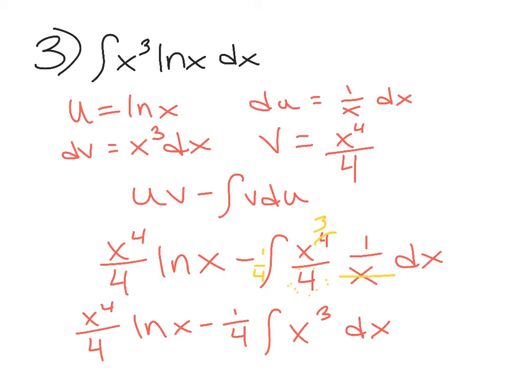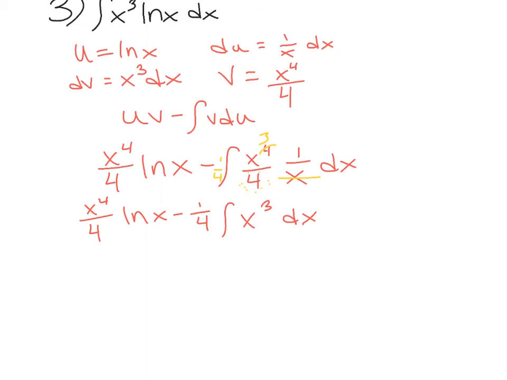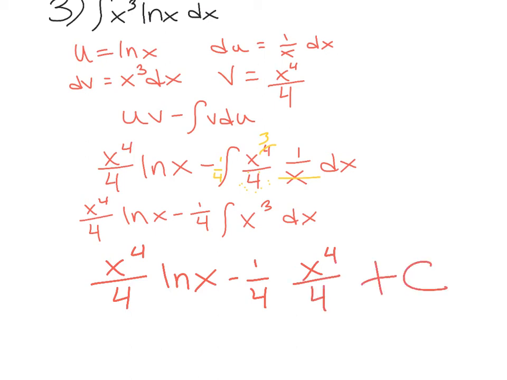So you can kind of give me a little more room here. Now to integrate that, the rest of it's just going to be recopied. x to the 4th over 4 ln x minus, you got a 1/4 there, and then we're going to add 1 to the exponent, divide by that number, and of course there's going to be a plus c at the end. Right there's your safe stop.